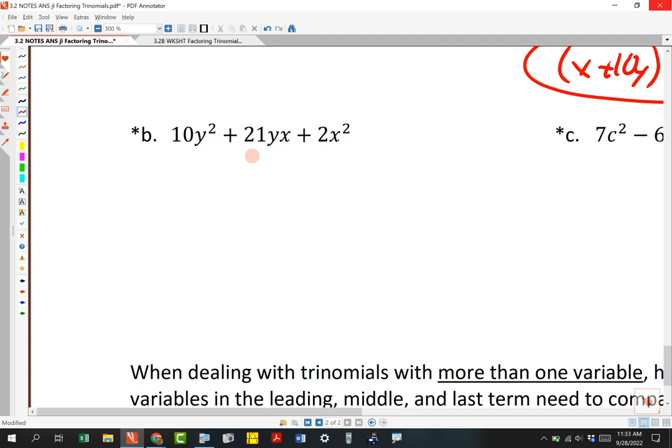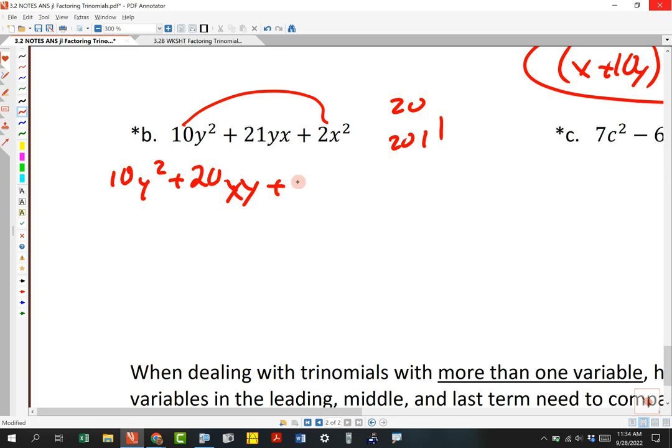Is it still a hard trinomial? It is, because you can't take anything out. You're not going to be able to turn that into a 1y squared. So this is still going to be 20 and 1. So we're going to do 10y squared plus xy plus xy, and then plus 2x squared. So you can take out a 10y. That leaves me with a y plus 2x.